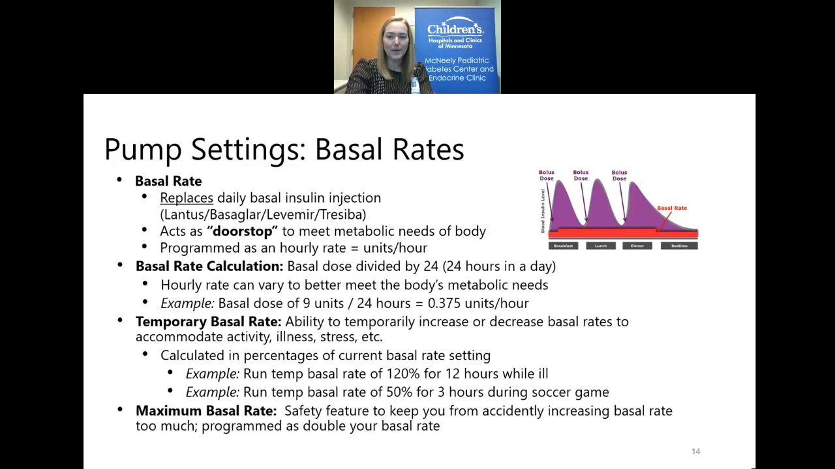And our last little thing about basal rates for you: there is a setting that we program called our maximum basal rate, or our max rate. It's a safety feature. It's just to keep you from accidentally increasing your basal rate too much, either when you are using a temp basal rate or when you are changing your settings. We don't want you to get too much basal. When we are setting up your pump initially, hint, this is on your pump worksheets, this does get programmed as double your basal rate. That's our basic setting. Let's see, I think that covers it on basal rates.